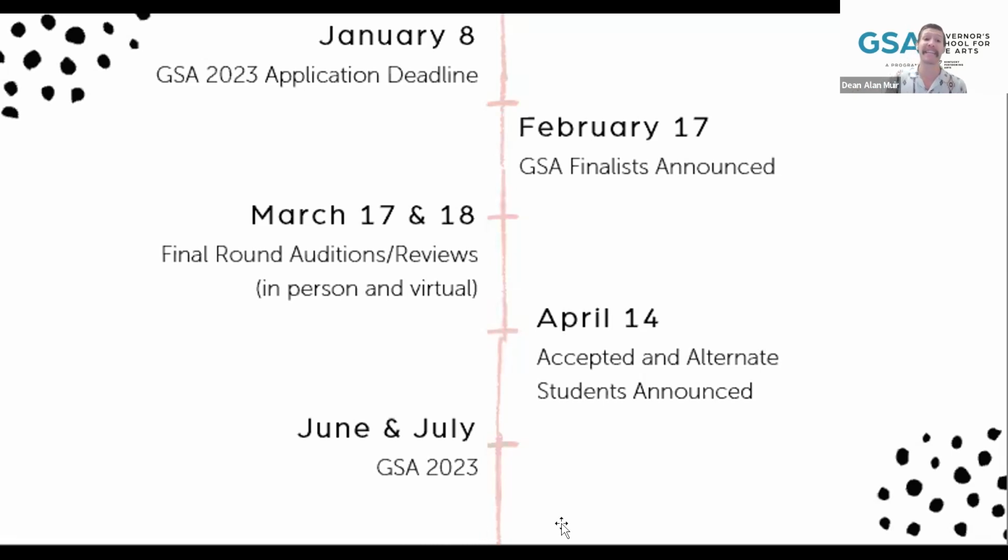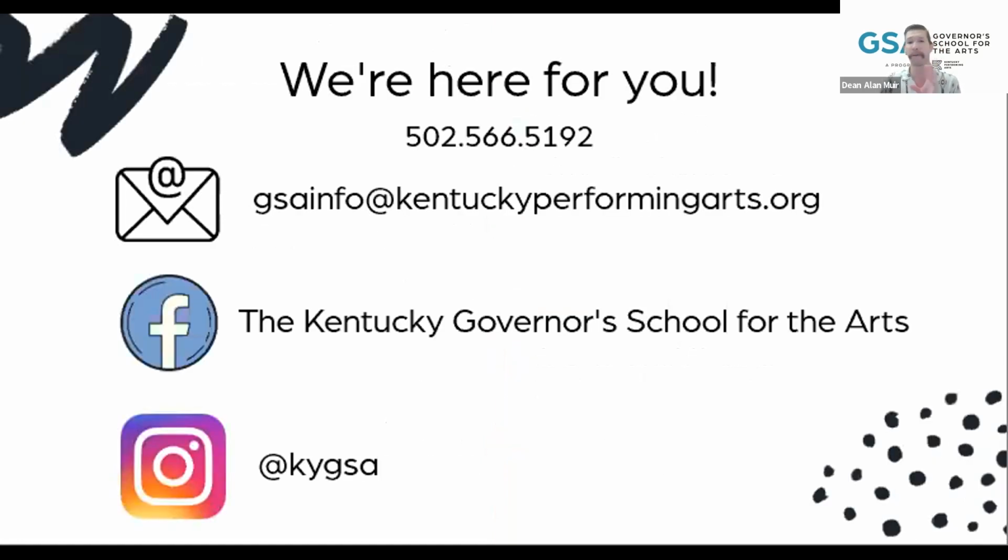And then, of course, the dates for GSA 2023 this summer: the first session will take place June 11th to July 1st, and our second session will be taking place July 9th to July 29th. So that is our GSA 2023 program in a nutshell, the application timeline and everything. Just going to put this back up here real quick again, just in case you want to jot down our office number or our email address where you can ask us any questions that you may have.